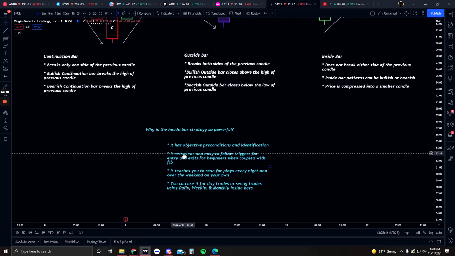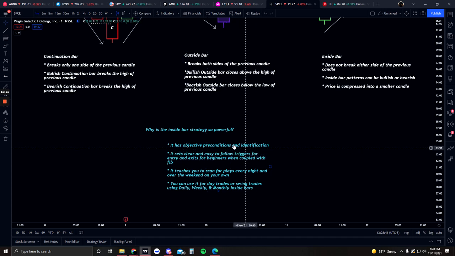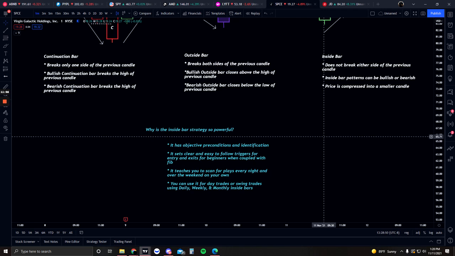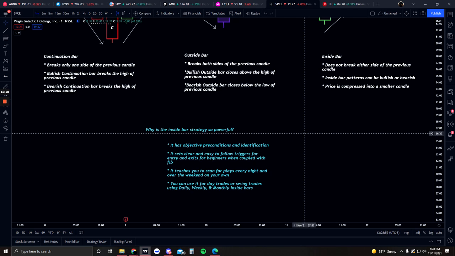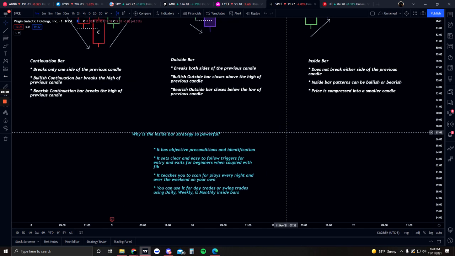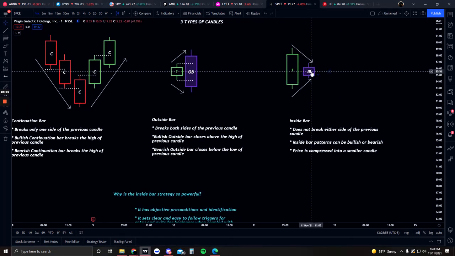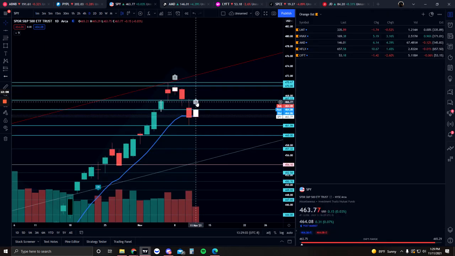So the second part is it sets clear and easy to follow triggers for entry and exits for beginners when coupled with the fib. We'll get to the fib. So I'm going to show you how you should be playing the inside bar. So now you know how to identify an inside bar, and the indicator will show you. It will show you IB like that, right? We're only playing inside bars. So if on the daily you see this inside bar, the market is closed. You want to make sure the market is closed for the inside bar to be finalized.